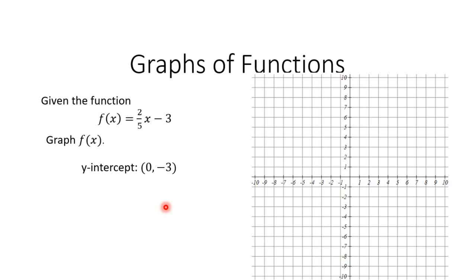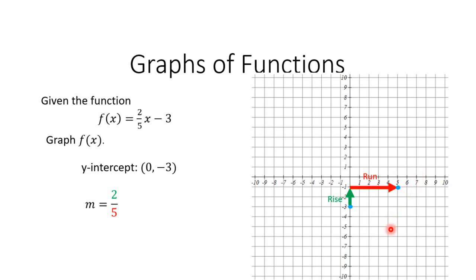Let's graph the function then. Now that I know the y-intercept is (0, -3), I can graph this by plotting that ordered pair (0, -3). There it is. And now from this ordered pair, I know that the slope is 2/5. So I'm going to rise 2 and run 5. And that's going to take me to another point on the graph. So there's the second point on the graph.